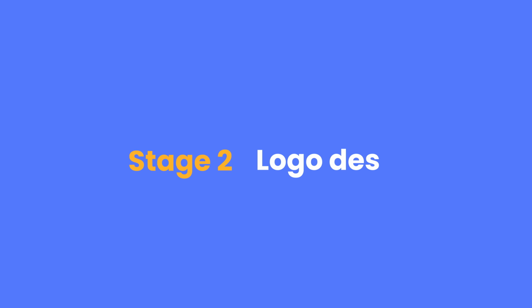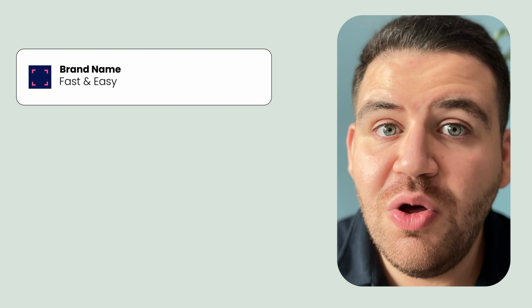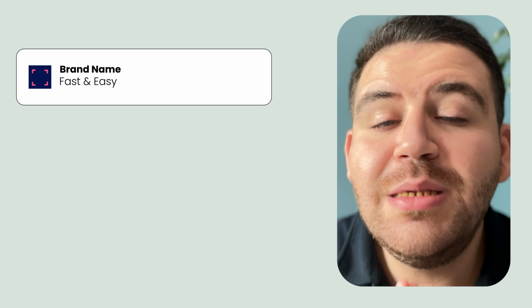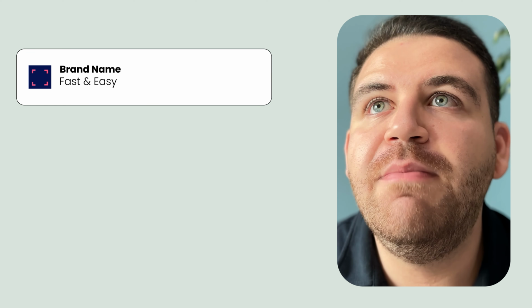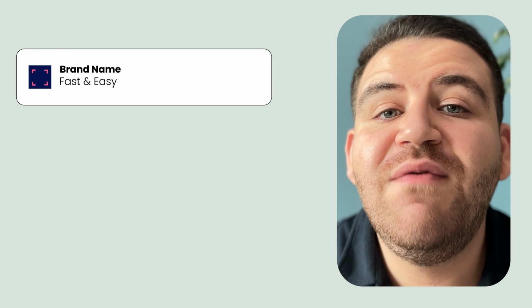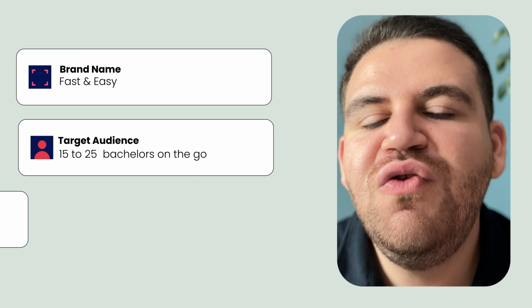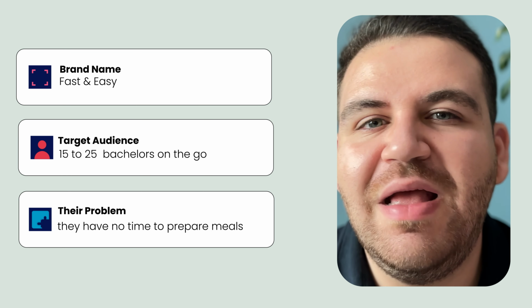Stage 2, design. The brand name for the cooking show is called Fast and Easy. It is a collection of recipes that can be cooked in less than 5 minutes, targeting people between 15 and 25 years old who don't have time to go and cook recipes that take hours.